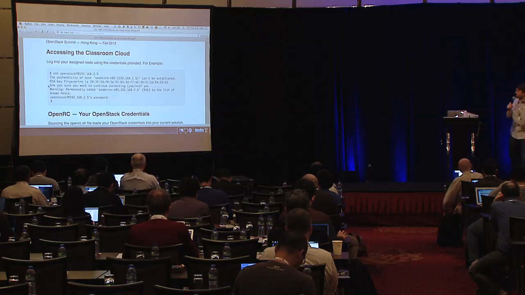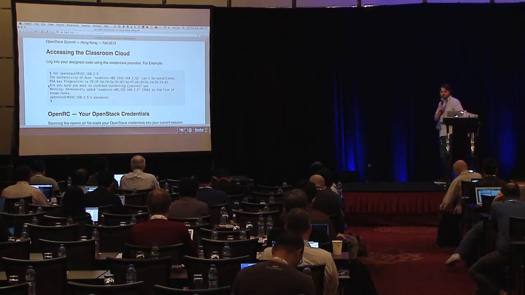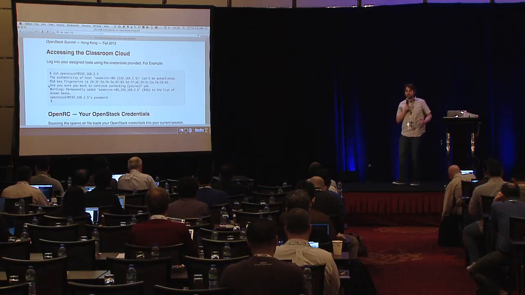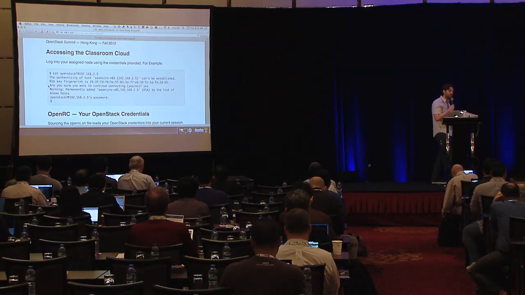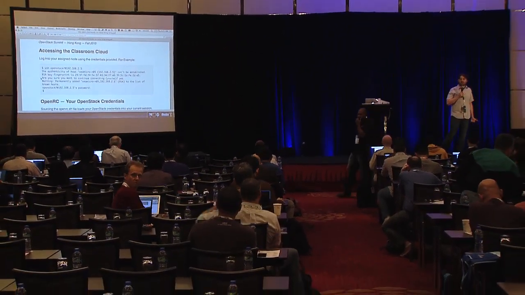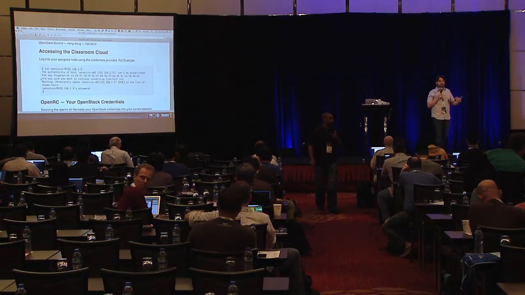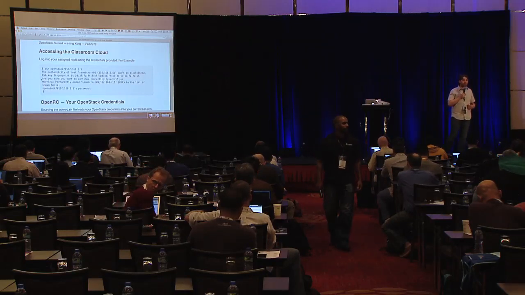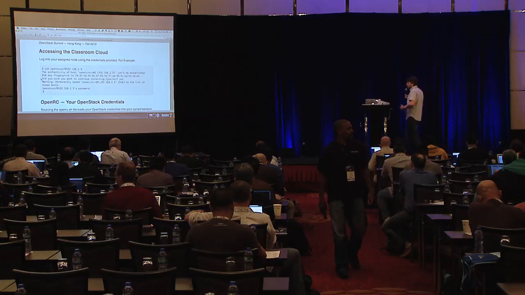Okay, so let's go and dive in here. The first thing we're going to do, after you've connected to the Wi-Fi, is we're going to SSH into one of the nodes in the back of the room. So this is going to give you access to the OpenStack clients. So we're going to run through a lot of the command line tools first. And then we're going to also take a look at the dashboard. So let's go ahead and start now.